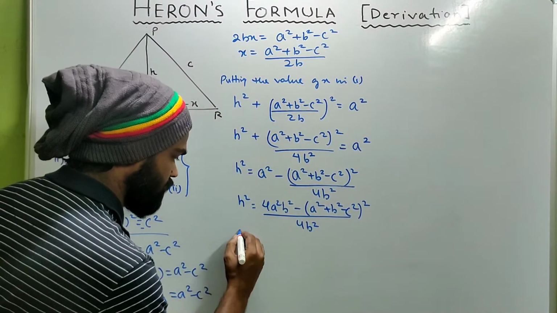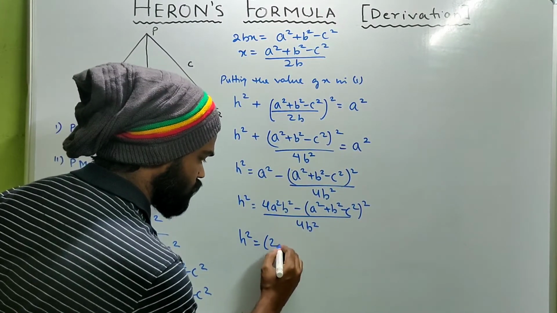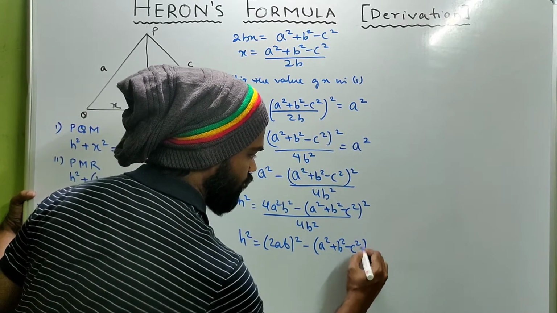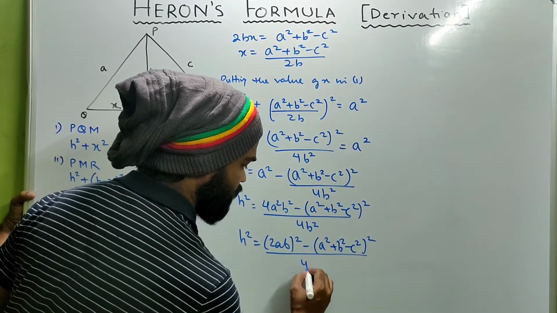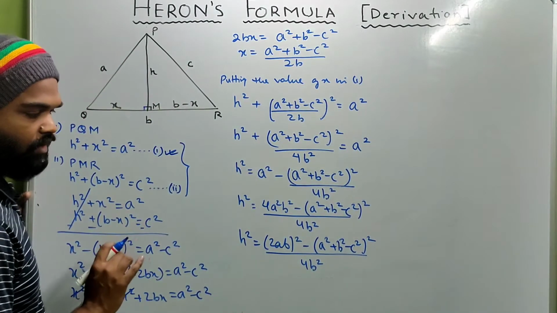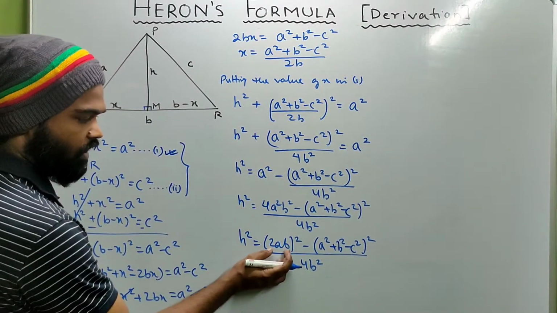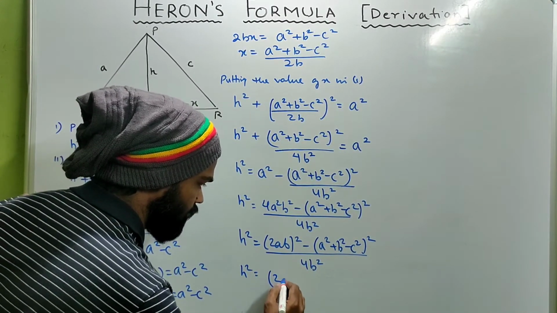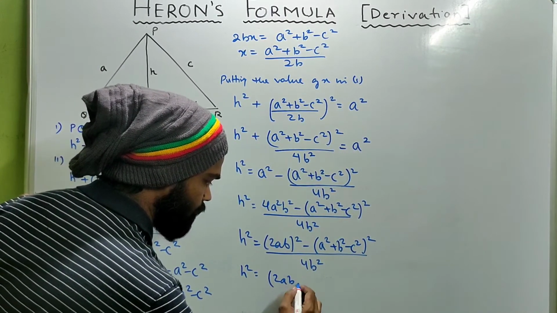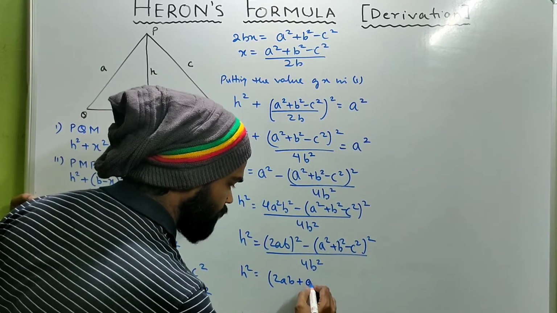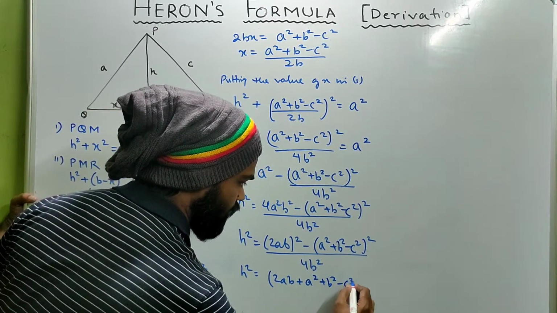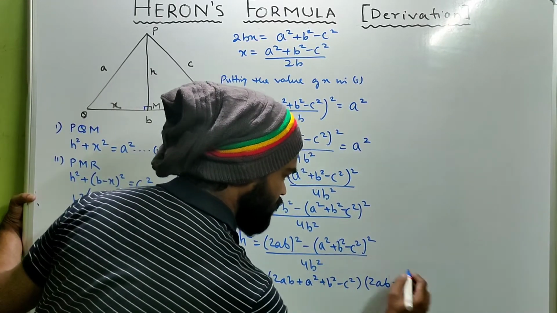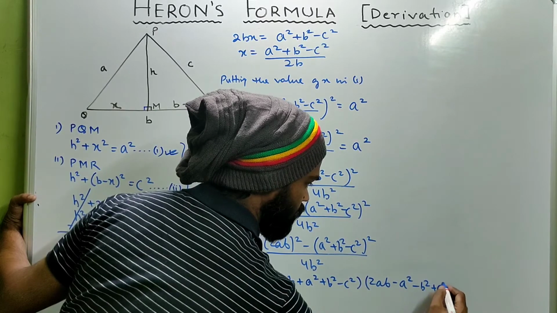Now look, very interesting. h square, can I write this as (2ab) whole square minus (a square plus b square minus c square) whole square by 4b square? Definitely I can write. Now this is in the form of x square minus y square. Now we know that this will be x plus y and then x minus y. So the sign changes, isn't it?